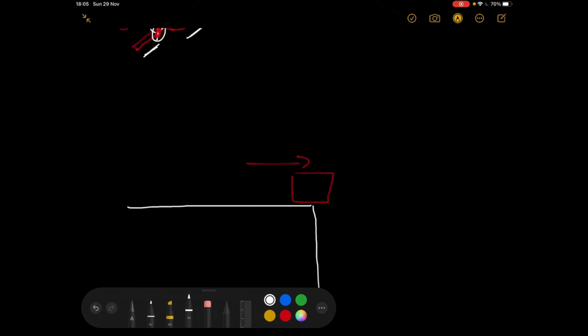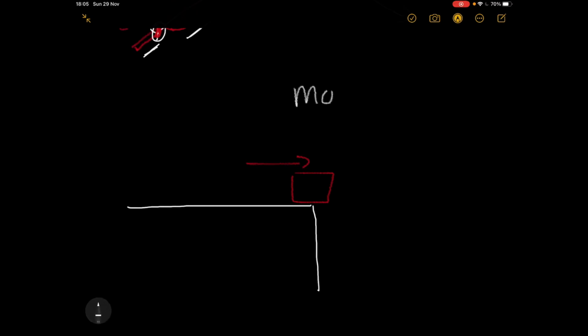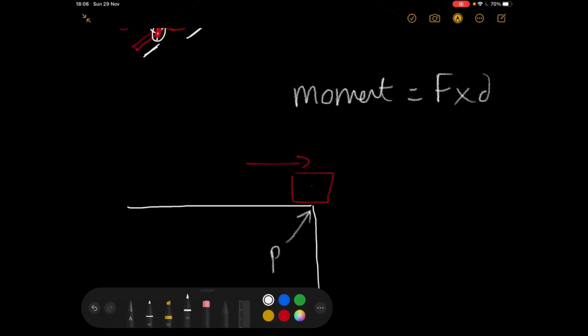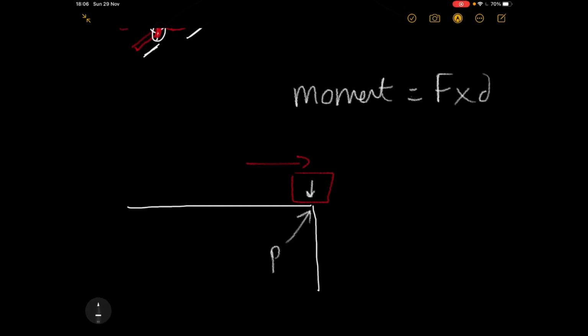We will cover this more formally, but a moment is a force times a perpendicular distance from a pivot. Well, in this case, that's our pivot, and the force is the weight, and it's going to be acting through the centre of gravity. So let's draw that there.